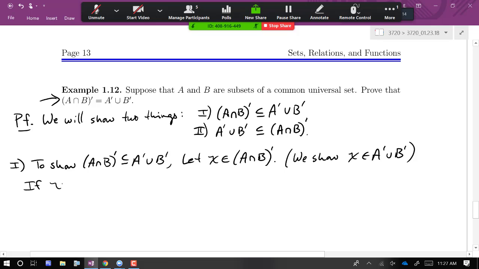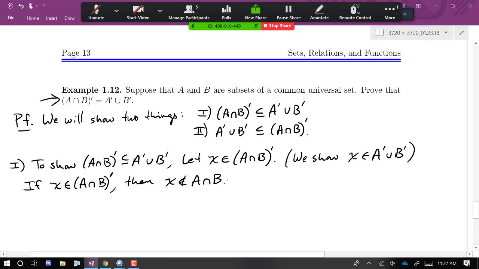If X is in this set, and I really just take baby steps when I'm writing this kind of proof, what I know is that X is in the complement of A intersect B. Well, what does it mean to be in the complement of something? It means you're not in the set. So I know that X is not an element of A intersect B.